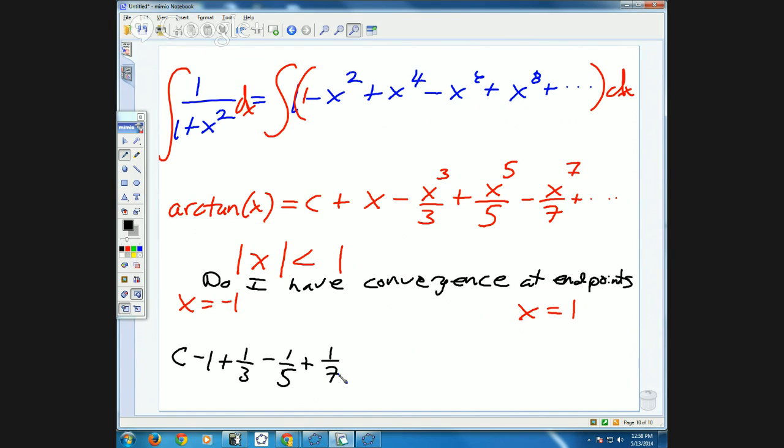So that's what I get if I plug in -1, I get this alternating series. Is that right? C is some constant. I don't really care what it is right now. So I can just cover up C. That's an alternating series. Does it strictly alternate? Are the terms ignoring the signs decreasing? And do the terms go to 0? So it's convergent by the alternating series test.